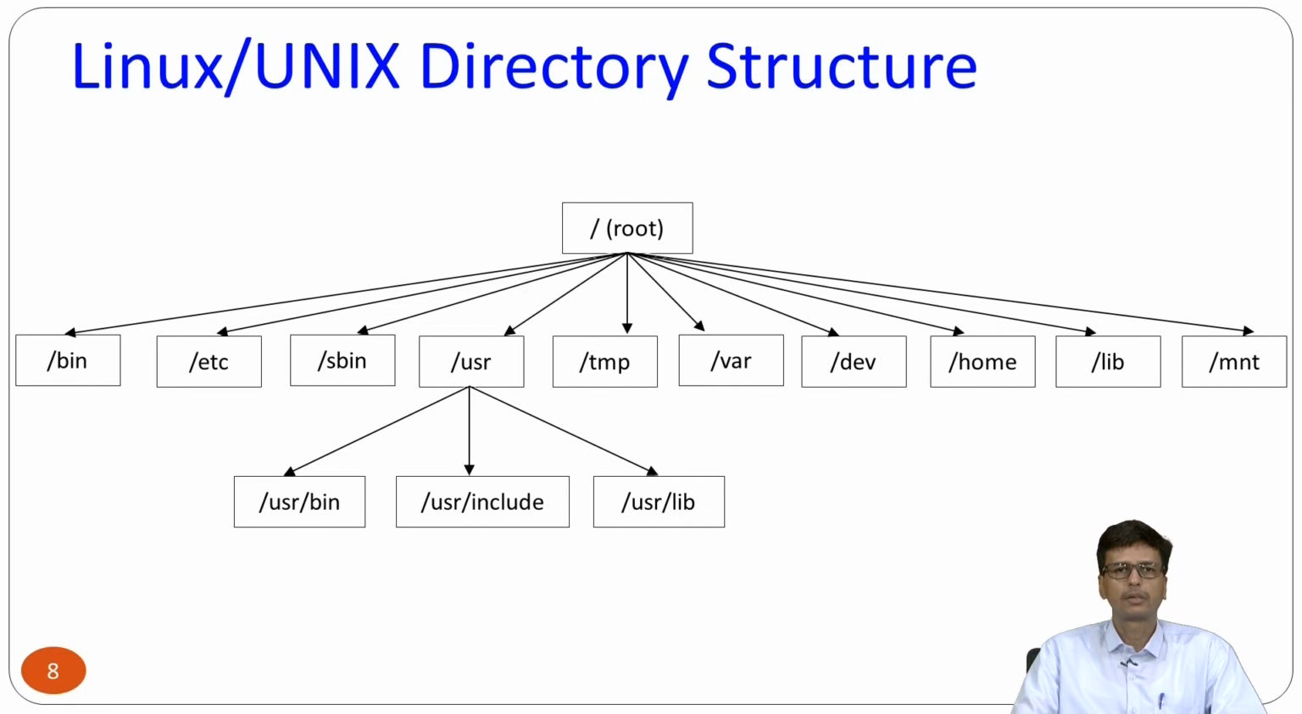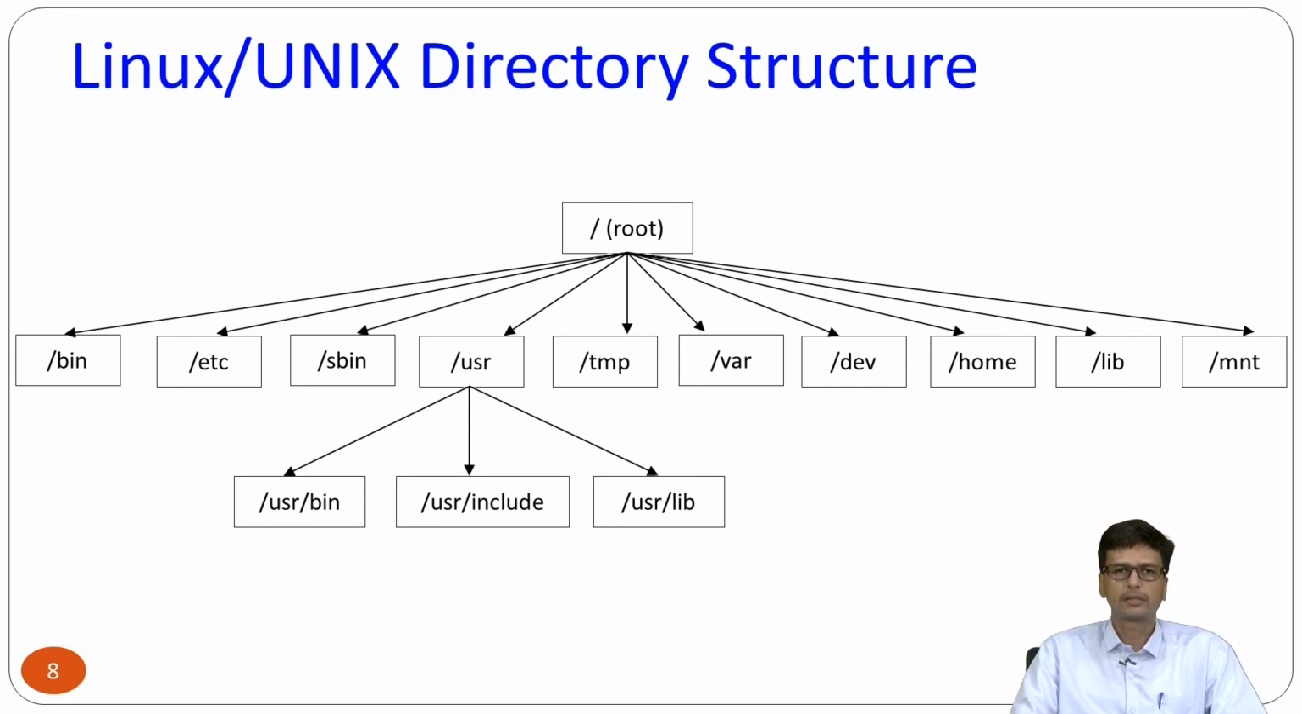For example, binary files are listed in the directory called bin. The slash indicates the root directory, then bin is the directory, and inside it all the binary executable files, or the commands that execute on the Linux system, are available. Then there are sbin, which is secure bin, usr, temporary files, variable files, device files, home directory, library files, and mnt, the mount files.